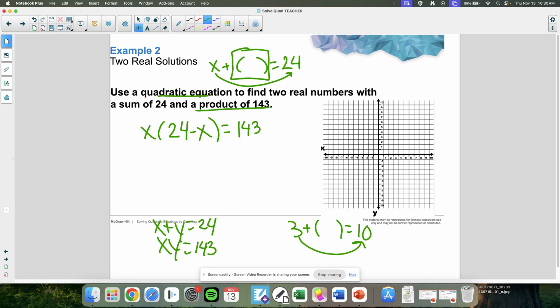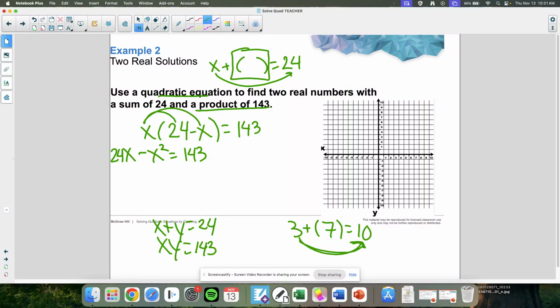Just like over here, 3 plus 7 is 10. That 7 comes from 10 minus 3. So it's putting both of the rules together in one step. This will then be a quadratic, because when I multiply this out, x times 24 is 24x. What's x times x? x squared. So there's where our x squared comes into play. This is now a quadratic.